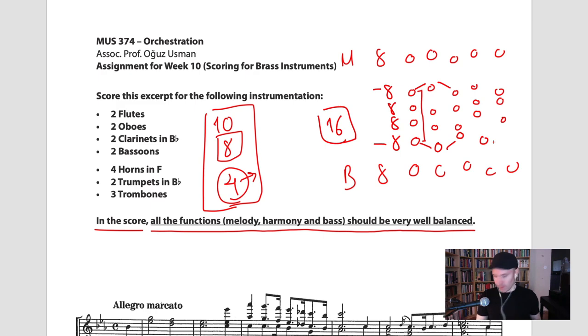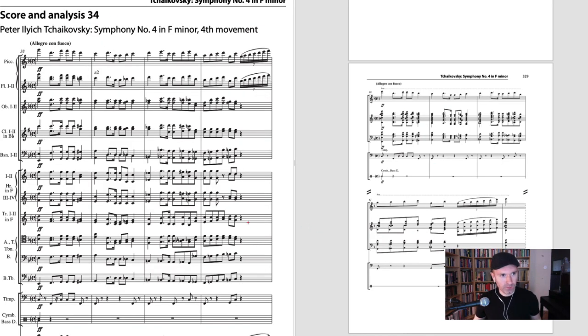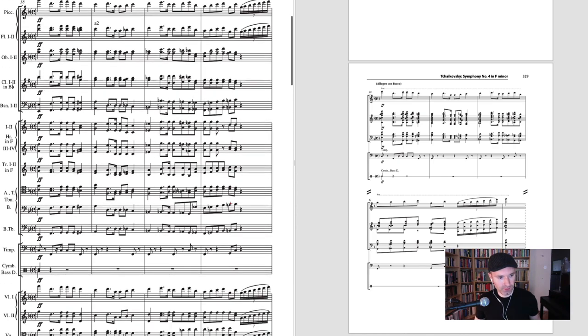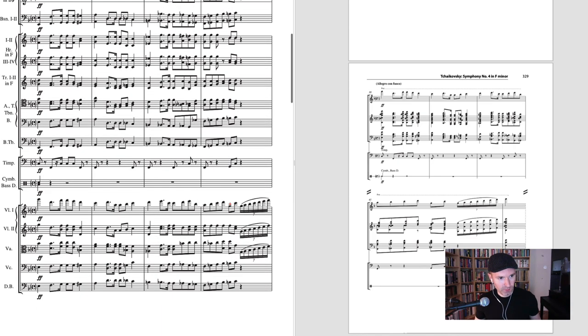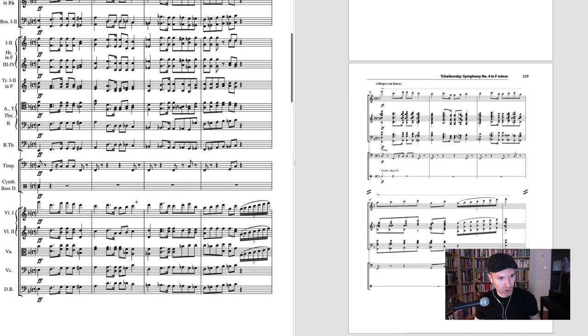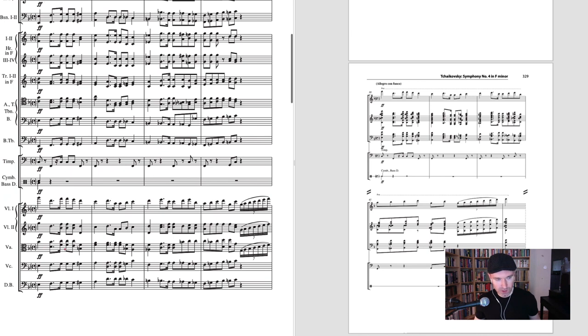So, now I'd like to show you some examples. This is the first one, Tchaikovsky, Symphony number 4 in F minor. This is the fourth movement. And we have a tutti passage here. It is fortissimo dynamic. And we have all the instruments, also strings, but strings, we do not add strings to our calculation. We cannot give strings points.